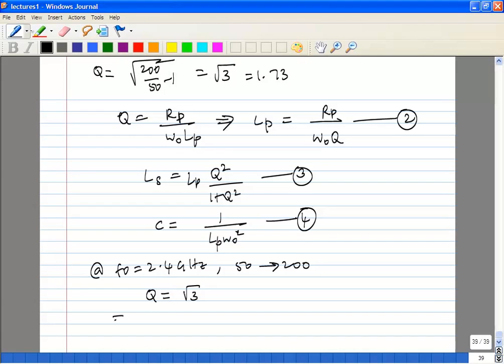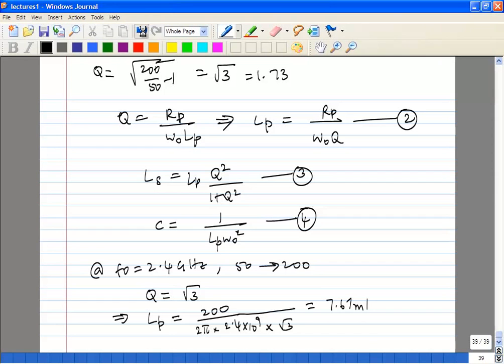So what this means is, next step, calculate LP. Right? LP is 200 over... straightforward, and it comes out to approximately around 7.7 nanohenries. Okay, so that's step number 2.